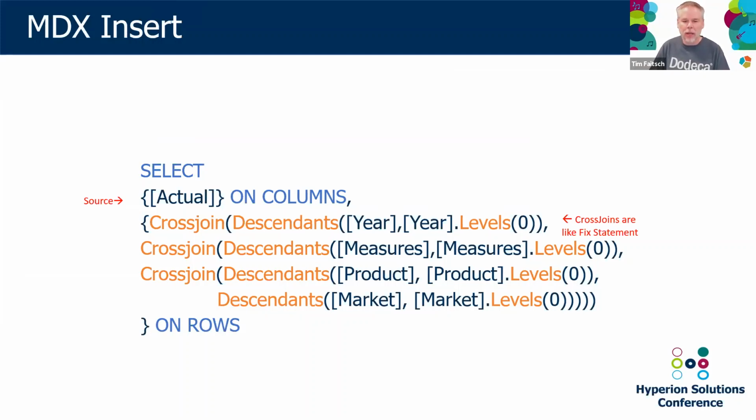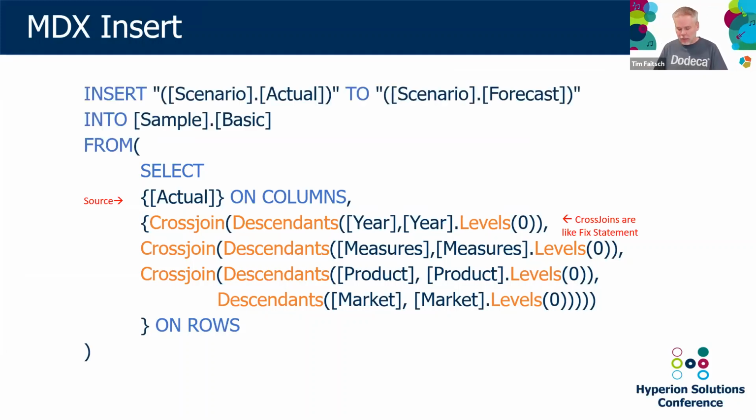And what am I going to do with that? I'm going to insert it into sample basic, and I'm going to use this insert command. I'm going to say, hey, I need my scenario actuals to go into my scenario forecast. I'm copying from actual to forecast using MDX in BSO in this case, or ASO.